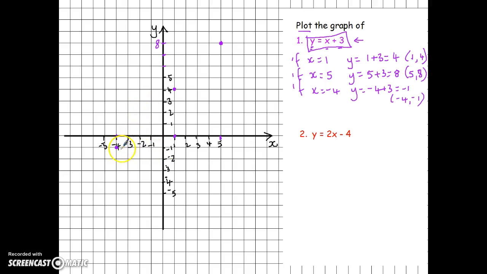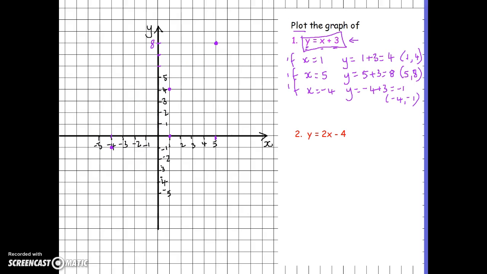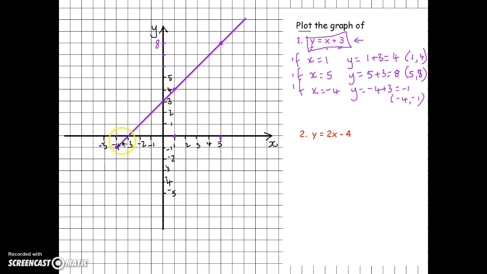I could keep going and getting any number of points I like, but the fact's going to remain that no matter how many points I put on, they're all going to be on this line that's joining all of these points here. It's going to keep going in this direction. It's going to keep going in this direction as well. Let's keep it going down here. And any point on this line is a point where the y value is 3 more than the x value.